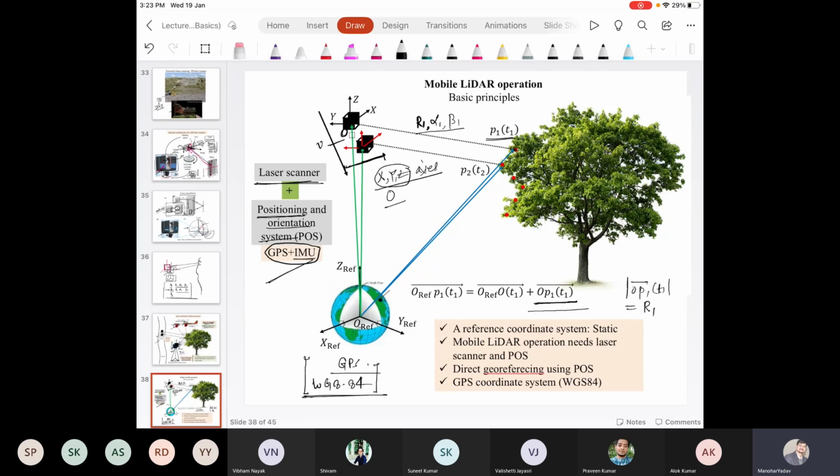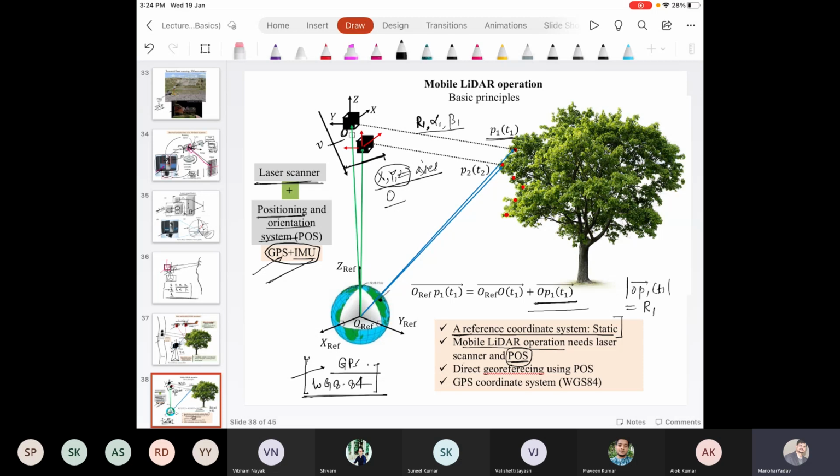So a reference coordinate system is required and it should be static, which we have already selected here based on the additional sensor component which we are using. When we are using GPS, the GPS coordinate system is WGS84. So mobile LiDAR operation needs a laser scanner and a positioning and orientation system. When you perform laser scanning through a mobile platform, there is a requirement of a positioning and orientation system as an additional sensor assembly, integrated with the laser scanner unit.